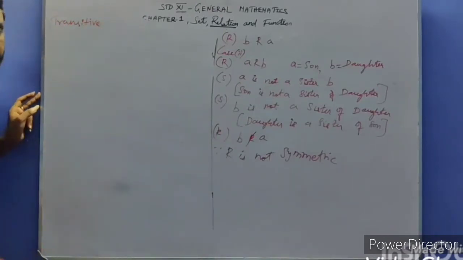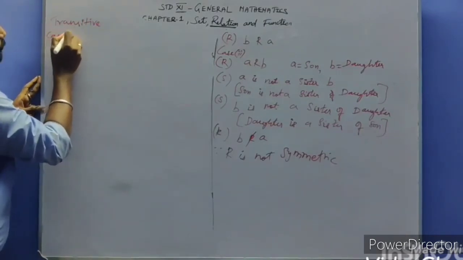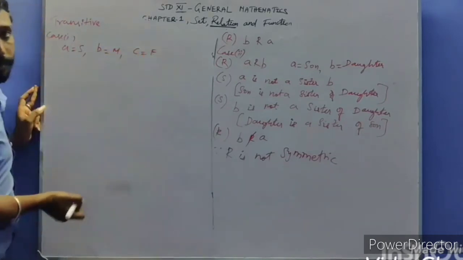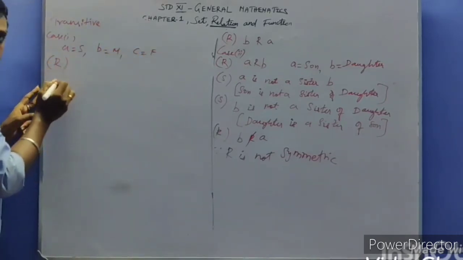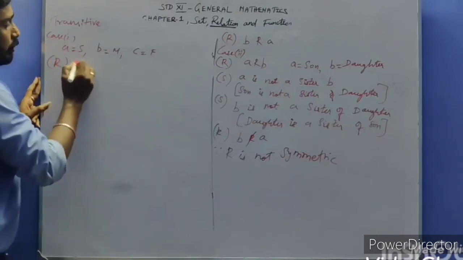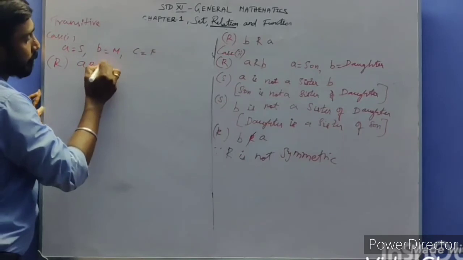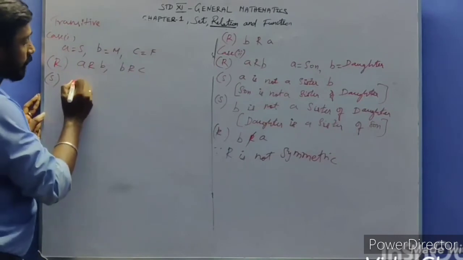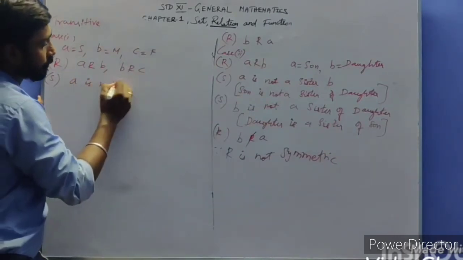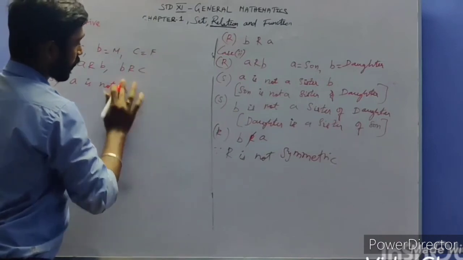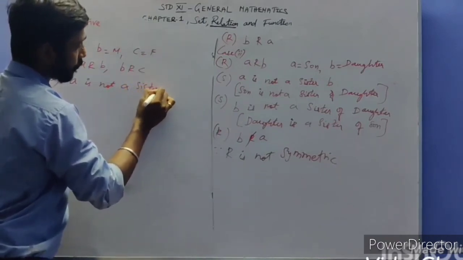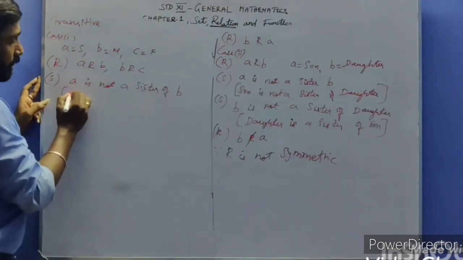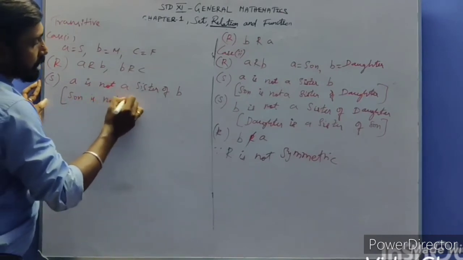First we have to find out the transitive. It looks like case 1. A is equal to son, B is equal to mother, C is equal to father. So listen here. First we have to find out the relation. So that will be A related to B, B related to C. The statement you have to write here is A is not a sister of B. That means, example, A will be son. Son is not a sister of mother.